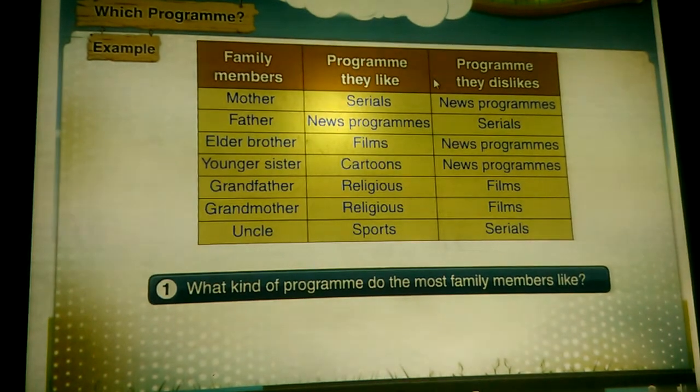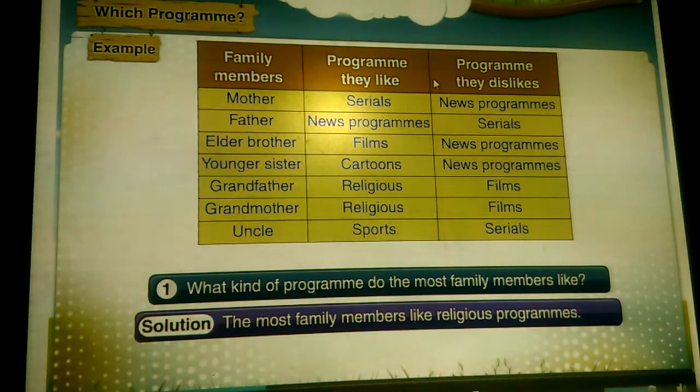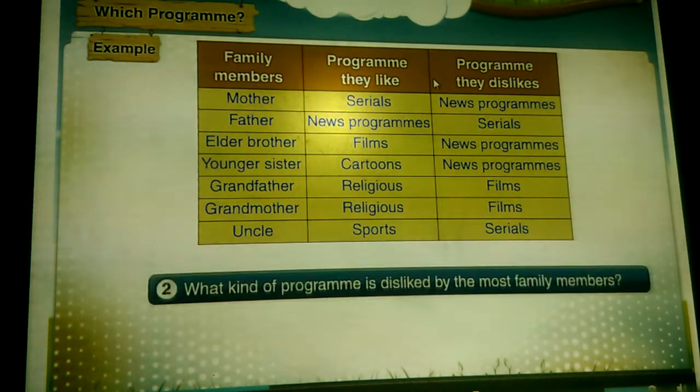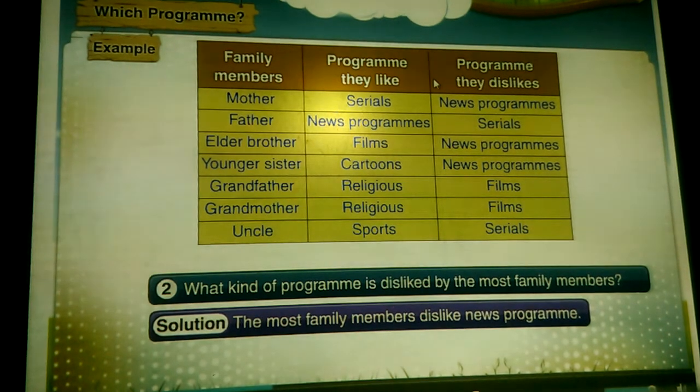Question 1. What kind of programs do the most family members like? Solution. Most of the family members like religious programs. 2. What kind of program is disliked by the most family members? Solution. Most of the family members dislike news programs.